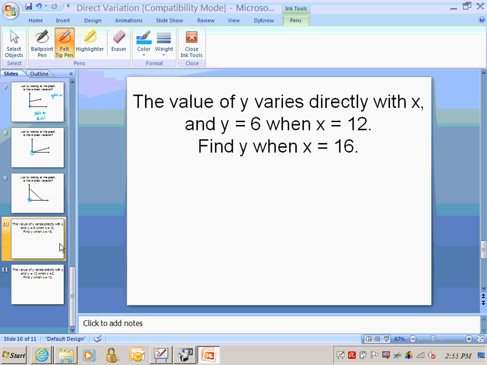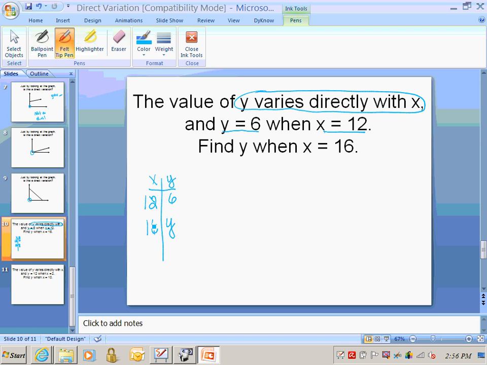In number 10, the slide says the value of y varies directly with x. All this is saying, that y varies directly with x, is that it is a direct variation. So if it says that, then it does mean that it's a direct variation. It says y is 6, x is 12. So if I had a table here, I have y is 6, x is 12. Find y when x is 16.